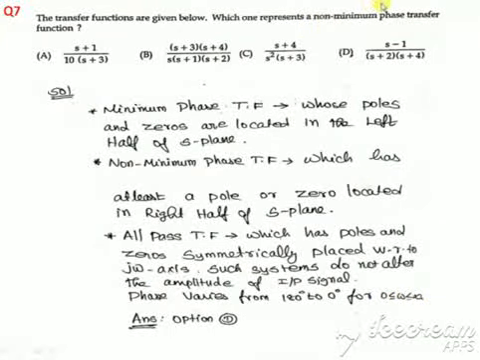So the given question is about non-minimum phase. Non-minimum means at least one pole or zero in the right side. So here one pole and one zero are both on the left side. Here 2 poles and 2 zeros are on the left side. Here also 1 zero and 3 poles, 2 at the origin and 1 on the left side. In this function, there is 1 zero on the right side of the S-plane and 2 poles on the left side. So this is the non-minimum phase transfer function.